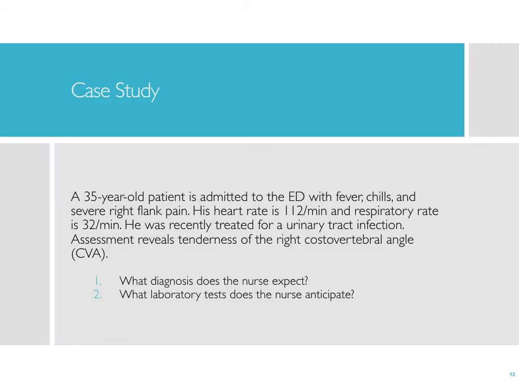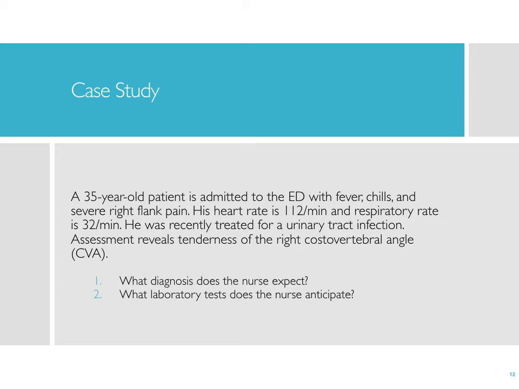We have a 35-year-old patient who's admitted to the emergency department with fever, chills, and severe right flank pain. His heart rate is 112 per minute, and his respiratory rate is 32 per minute. He was recently treated for a urinary tract infection. Assessment reveals tenderness of the right costovertebral angle, or CVA. So what diagnosis does this nurse expect? And what laboratory tests does the nurse anticipate?